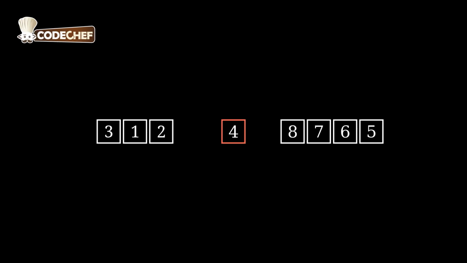For the left subarray, we take 2 as the pivot. 3 is greater than 2, so no swaps. 1 is smaller, so we swap it with 3. Finally, we place 2 in its correct position. The left part is now sorted.